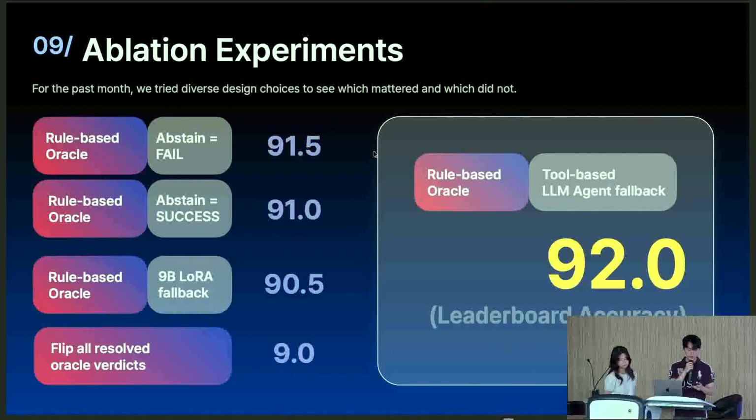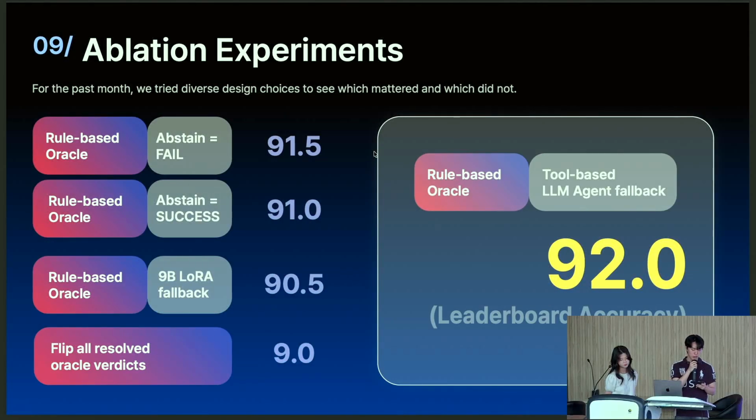Finally, our ablations. Internally, our tool-based model evolves at around 89%, while the 9B LoRA only scored 73. On the leaderboard, Absein's fail gives 91.5, Absein's success drops to 91, and the 9B LoRA fallback only hits 90.05. So fine-tuning was actually worse than a simple heuristic. Flipping all resolved verdicts collapsed to 9, confirming the oracle was generally right. But the winner, rule-based oracle with the tool-based agent as fallback, lands at 92.